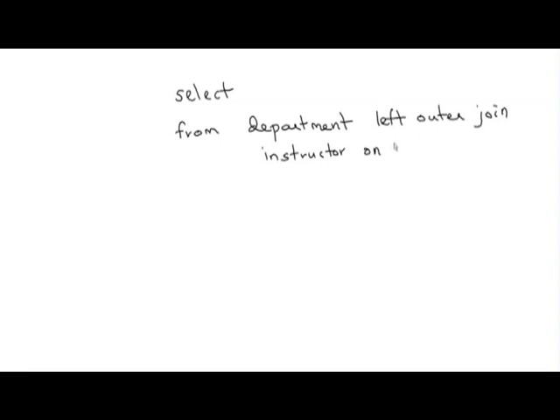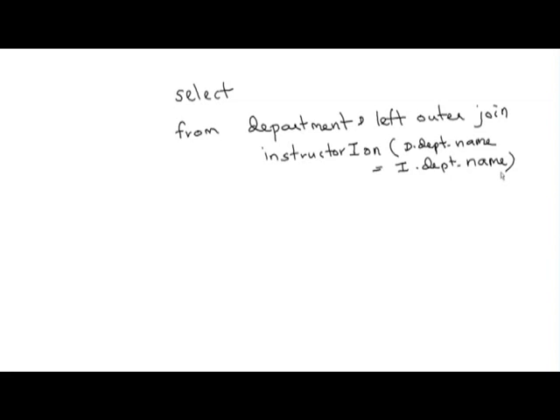So now this is one way of writing it. There is actually one more way of writing it using outer join. So our goal is to do the following. I will come back to the select statement. From department D left outer join instructor I on D dot department name equal to I dot department name.